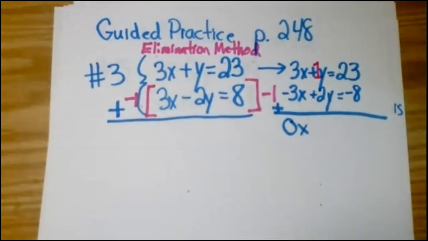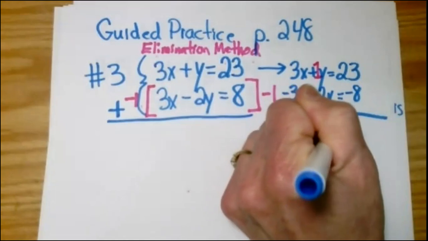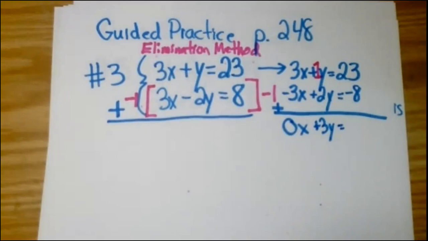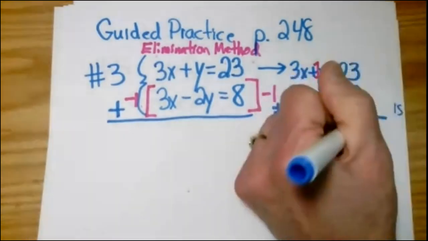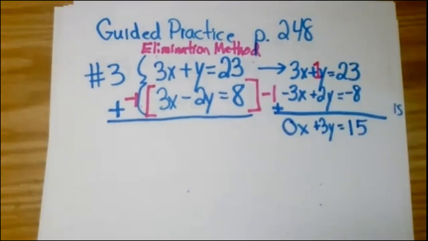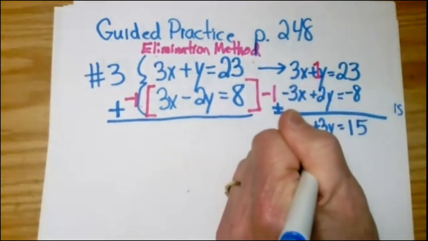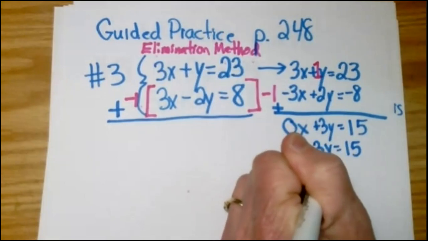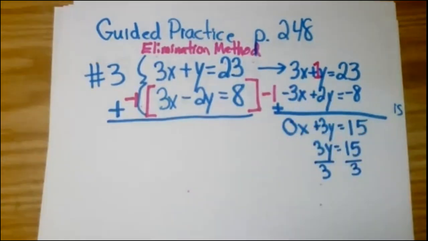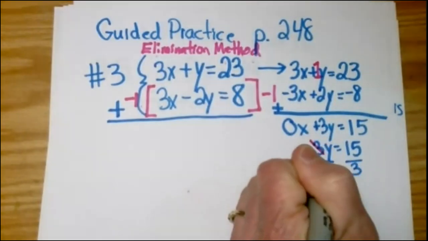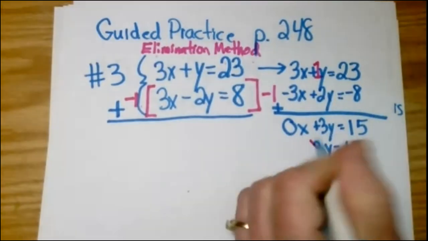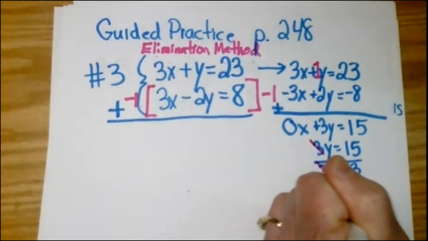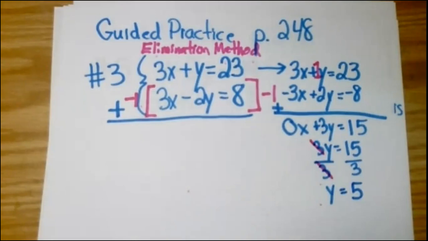1y plus 2y is exactly 3y equals 28 minus 8, exactly 15? I can drop the 0x and I'm left with 3y equals 15. Exactly, I divide by 3. The 3's will cross off. I'm left with y equals 15 divided by 3, or 5. I have my y value now.